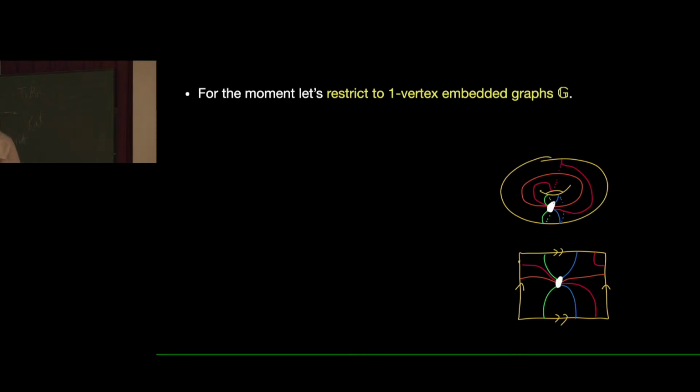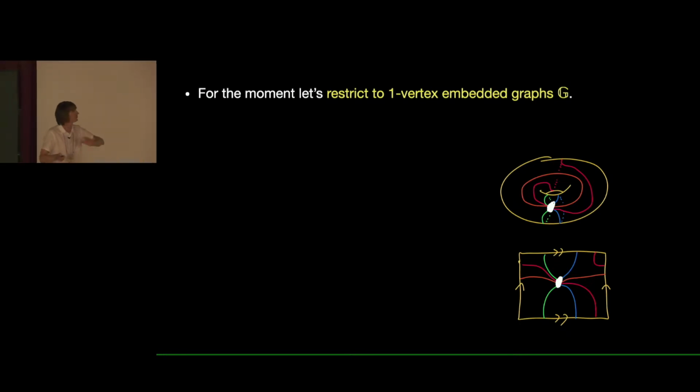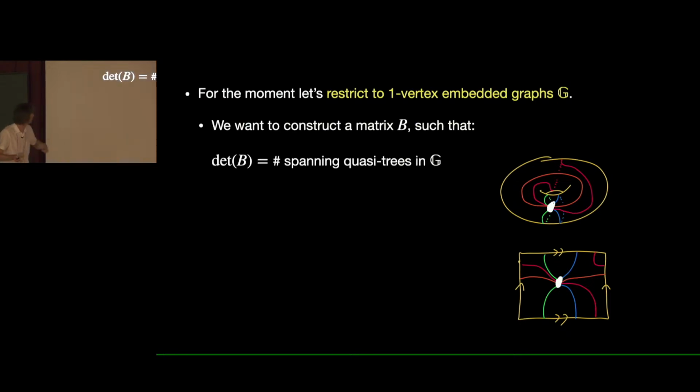Now, for the moment, I'm going to restrict to one vertex embedded graphs. If I was working with graphs, that would be kind of a big assumption, restricting to one vertex graphs. But for topological graph theory, that's actually not a big restriction, because all of the topology really is encoded in the loop structure. So I've got one vertex embedded graphs, and I want to construct this matrix whose determinant is the number of spanning quasi-trees.